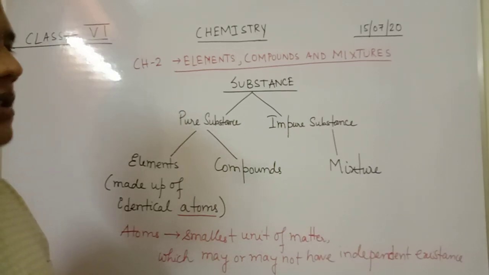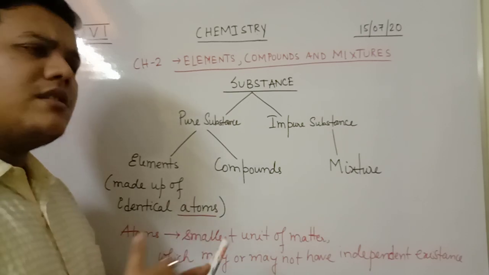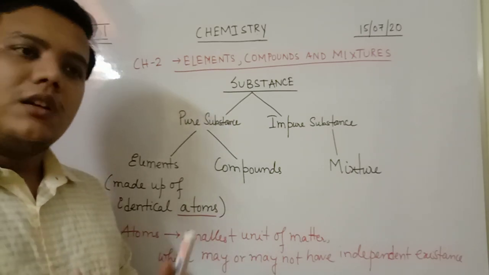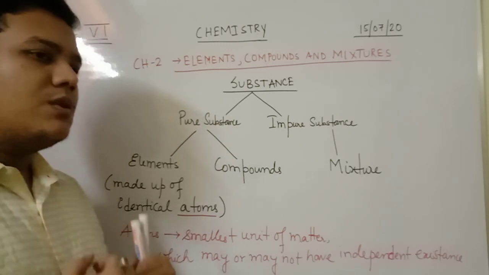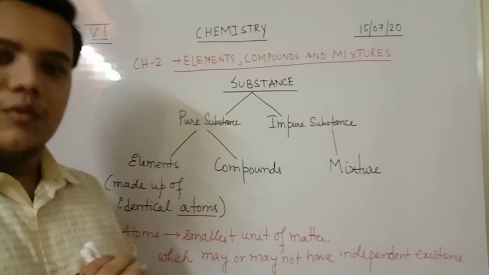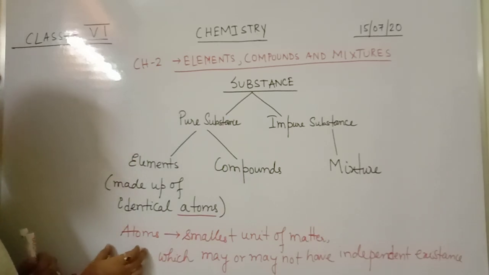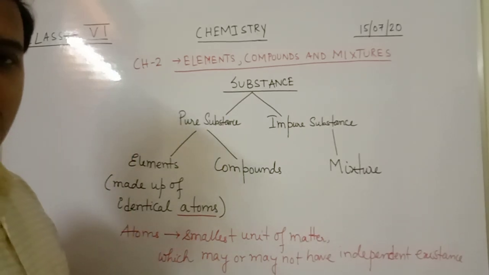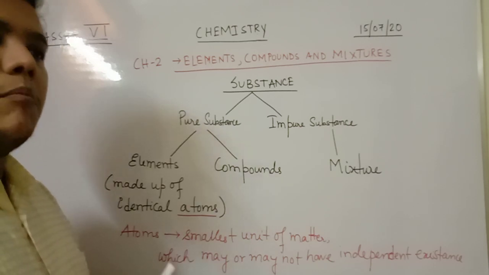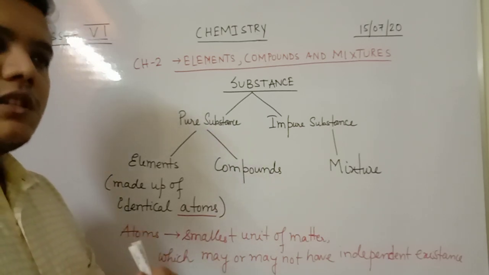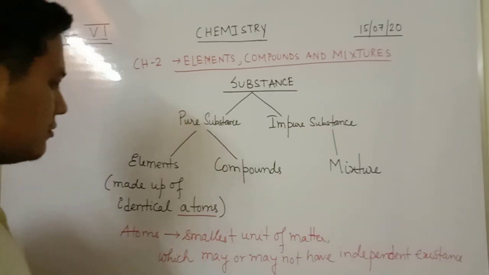Independent existence means it can exist in any state without anyone's help, or it needs someone's help to stay in a particular state. That means these atoms are the smallest unit, but they may not have independent existence. That means they need to combine with some other material to stay in a basic nature.